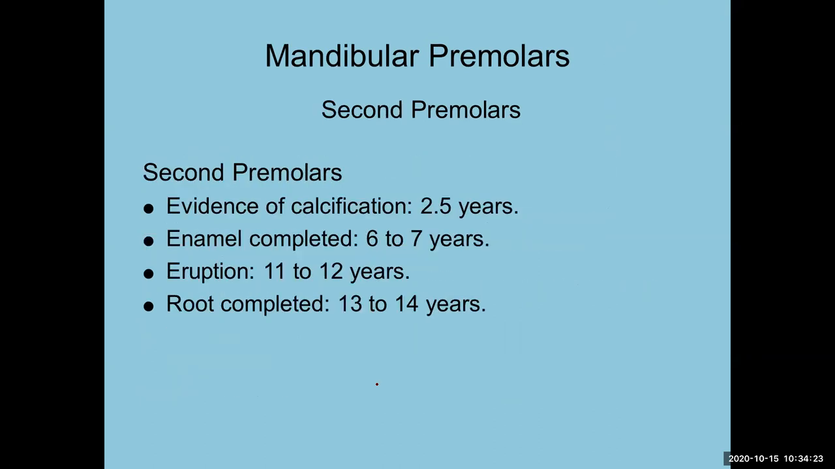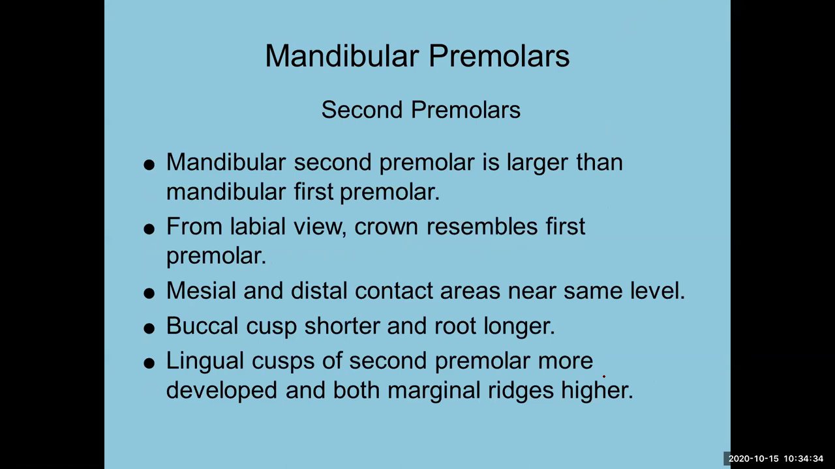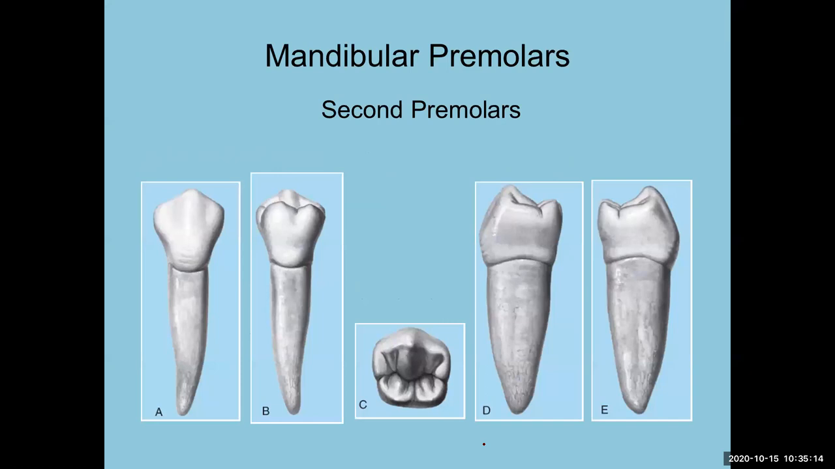Second premolars. After the first premolar, the second premolar is larger than the mandibular first premolar, and this is something different. Usually the first of a class type, let's say incisors, the central incisor is larger than the lateral incisor. Well, not so with premolars. The lingual cusps of the second premolar are more developed and both have marginal ridges that are higher. So remember that first premolar has that afunctional lingual cusp. You're not going to see that with the mandibular second premolars.